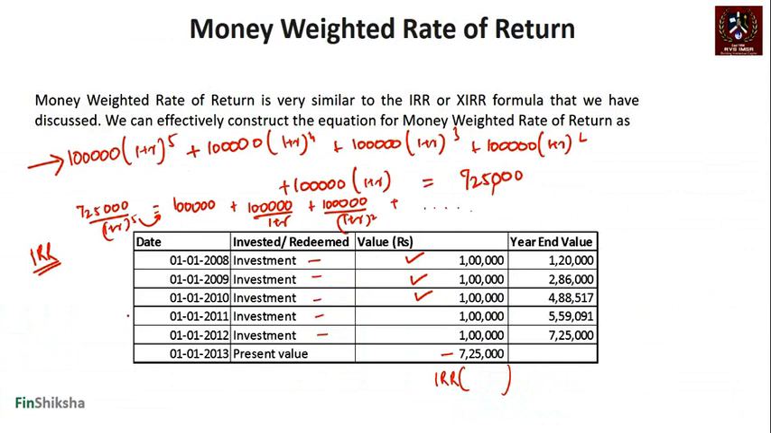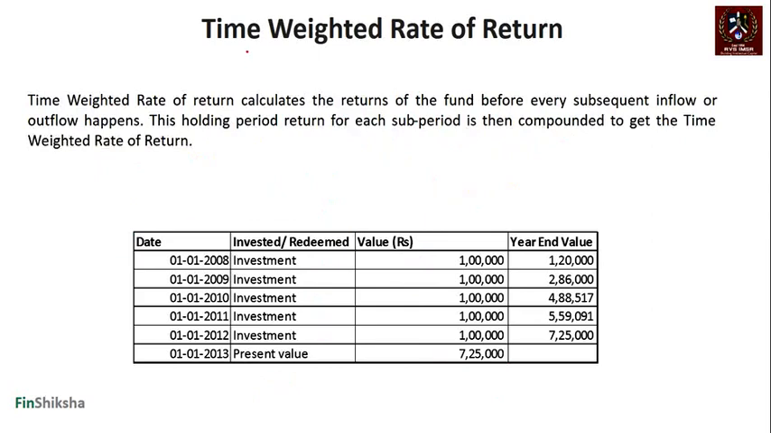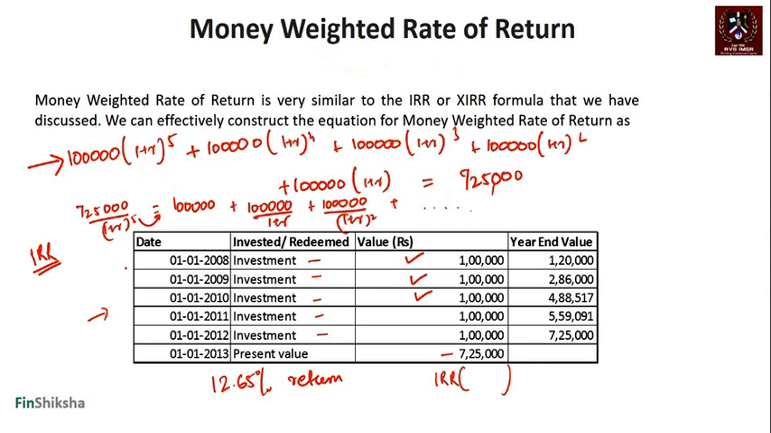Right? Now let's actually change the problem a little bit. That's fine if we are saying this investment has made a 12.65% return, right? But how has the fund manager performed? So now the question we are trying to answer is not the fund's performance or the portfolio's performance, but the fund manager's performance, right?